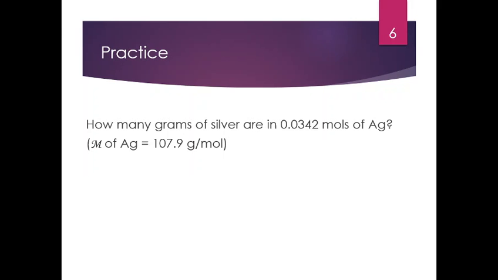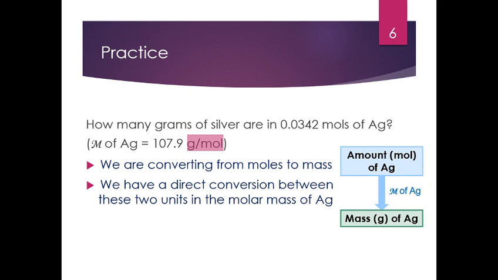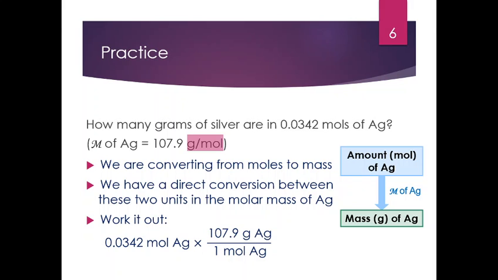So the first thing here that we're looking at is we are going to convert from moles to mass. And as I mentioned, because I give you the molar mass here in terms of grams per mole, we have a conversion between moles and mass. And so the next thing you need to do is just make sure you have everything set up appropriately. Because we started off in the units of moles, we want to make sure that we put moles in the bottom of our conversion. So here we want to set it up as 0.0342 moles of silver times 107.9 grams of silver over moles of silver.